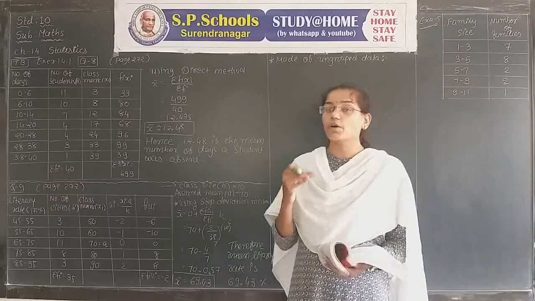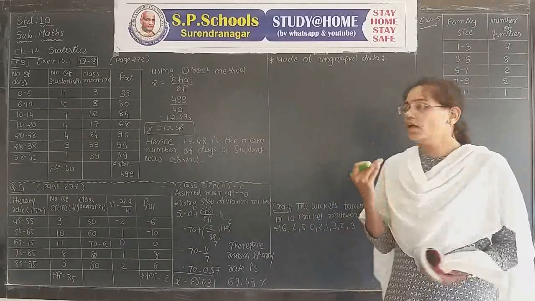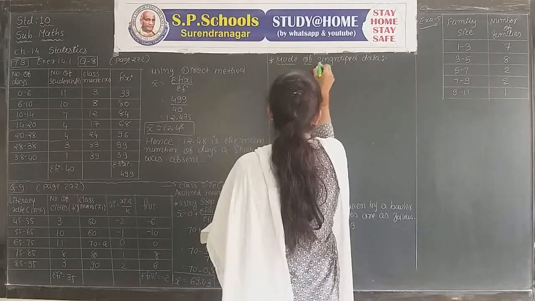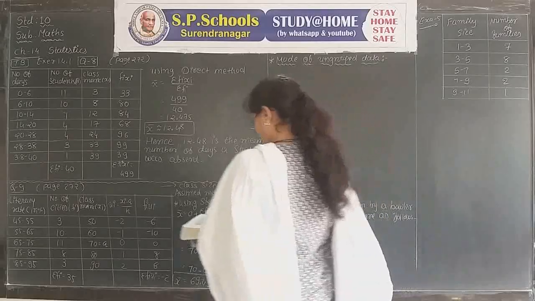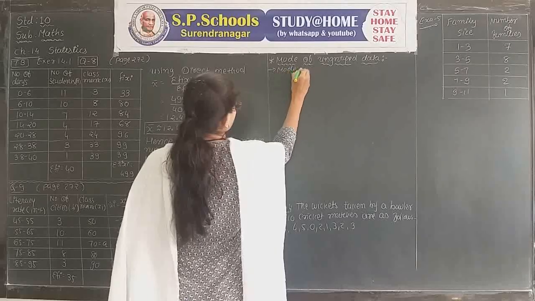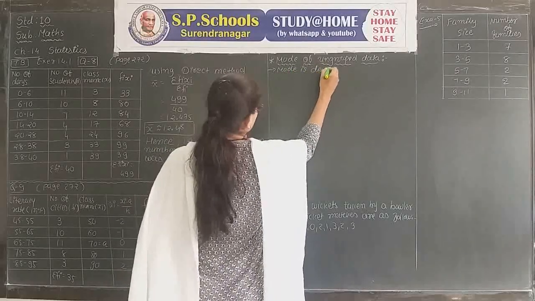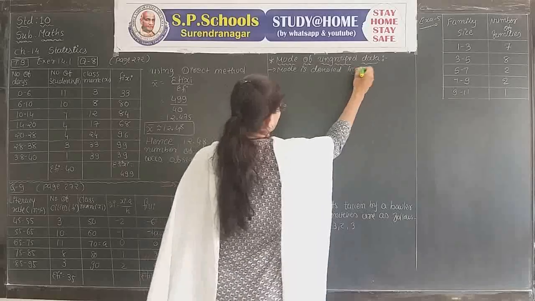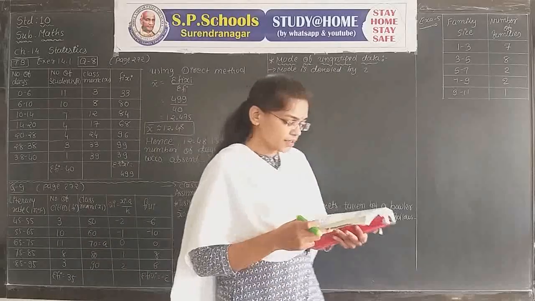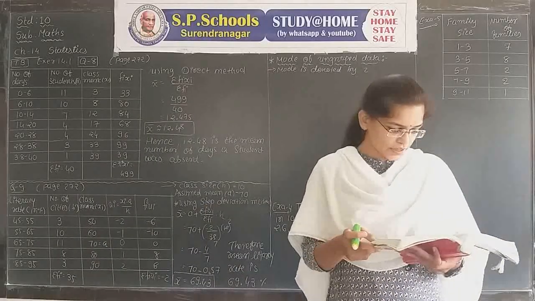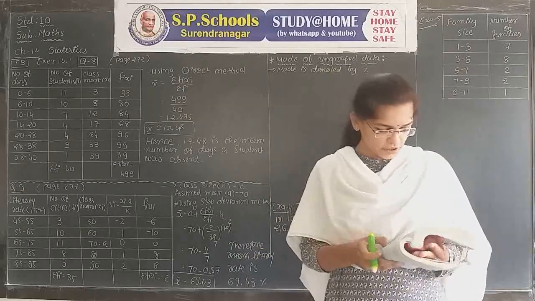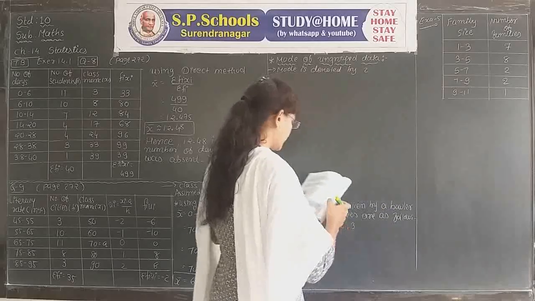Now we discuss the mode for ungrouped data and the mode for grouped data. First of all we discuss the mode of ungrouped data. Mode is denoted by Z. The definition of the mode of ungrouped data is given on your page number 272, the first line.